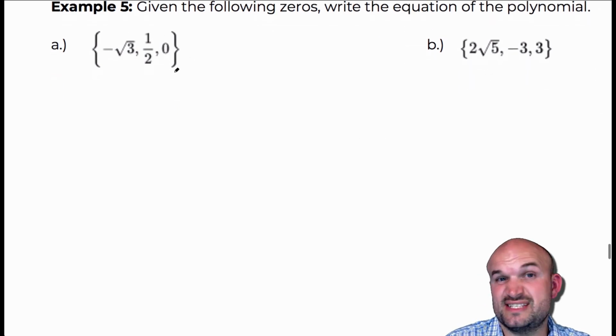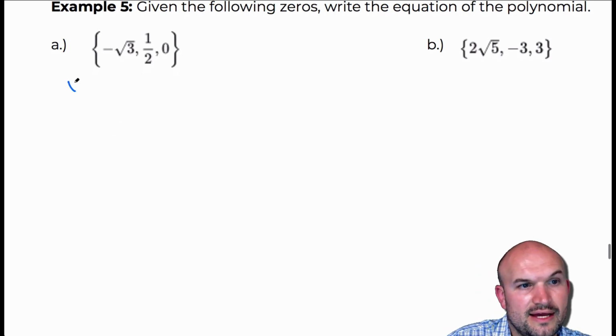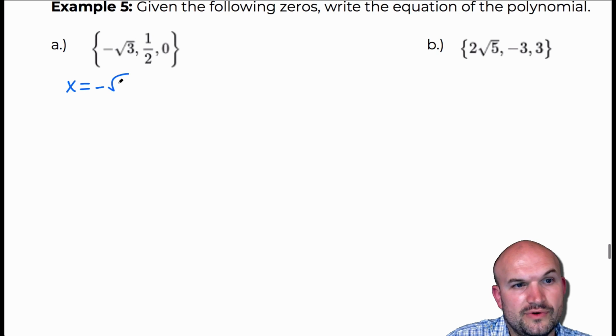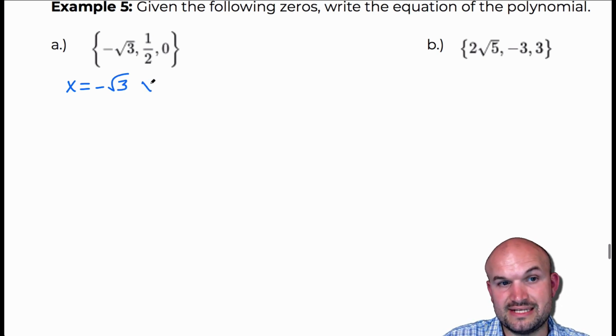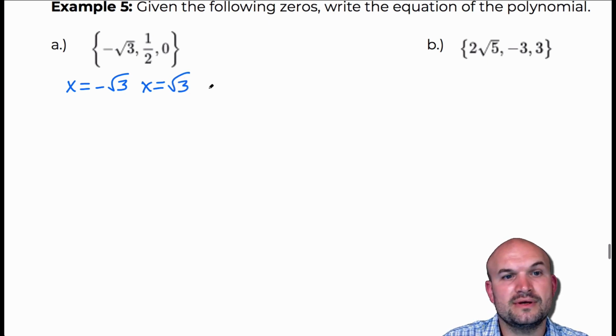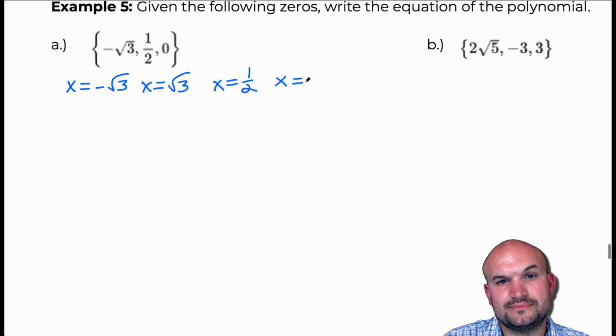All right, so these are our zeros. That means all of our zeros are the solutions that make f of x equal to 0. So we can say x equals negative square root of 3. Now remember what I talked about. If negative square root of 3 is a zero, that means x equals positive square root of 3 also has to be a zero. Then we have x equals 1/2 and x equals 0.